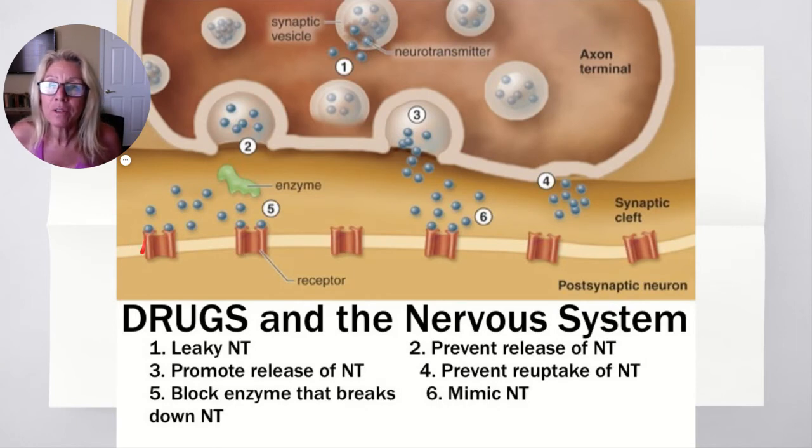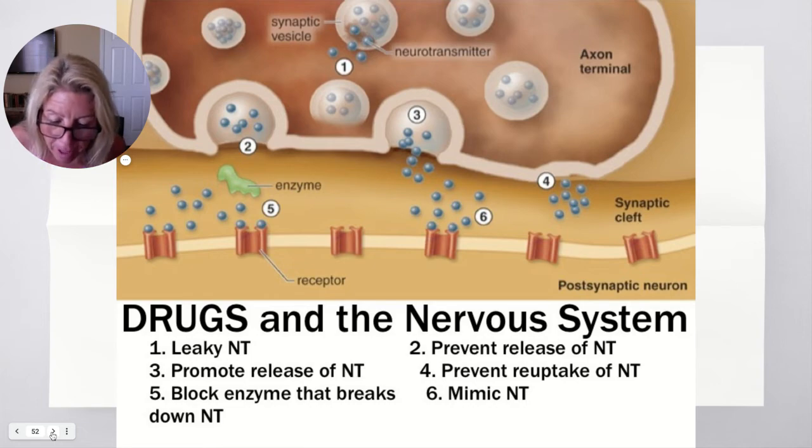So how does it do that? You could have a leaky neurotransmitter, what you have here. You could prevent the release of a neurotransmitter. You could promote the release of a neurotransmitter, prevent the reuptake of a neurotransmitter at a synapse. You could block an enzyme that would normally break down a neurotransmitter, or it could mimic a neurotransmitter. So that's in essence what drugs do.